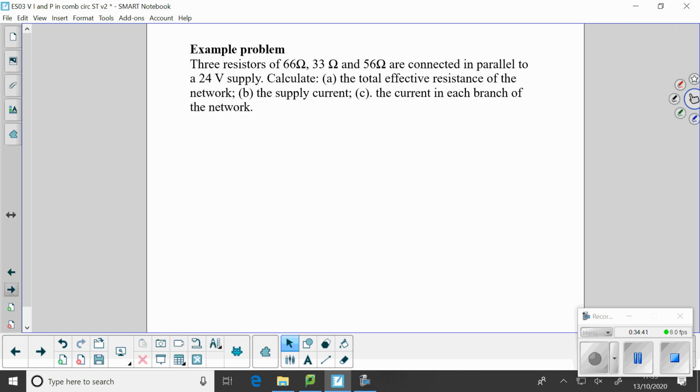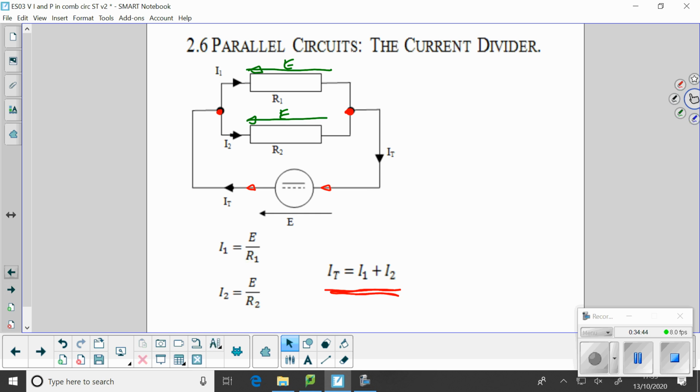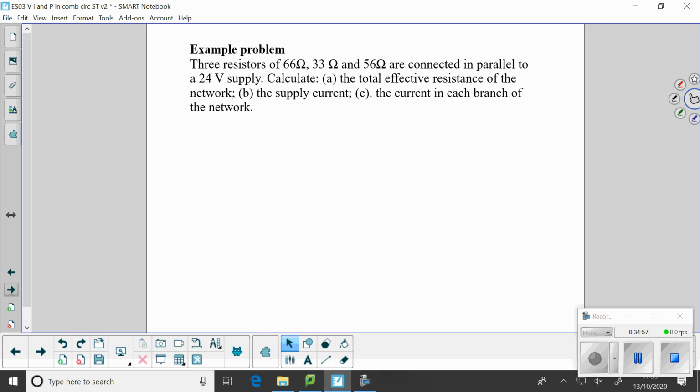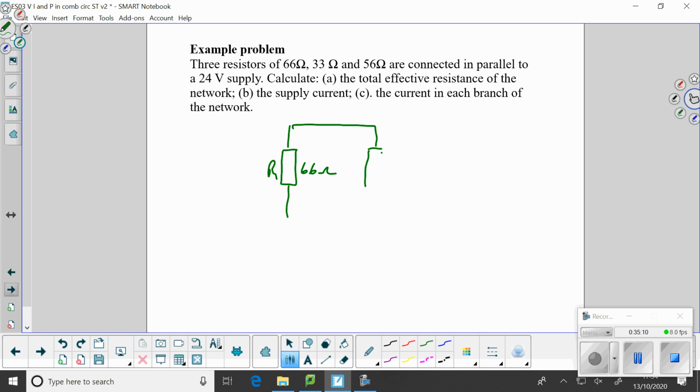Right. So, incidentally, if we have three resistors, that splits into three currents, and the three currents will add up to the total, as you'll see in our example I'm going to look at. So three resistors: R1, 66 ohms, R2, 33, R3, 66, all connected in parallel.